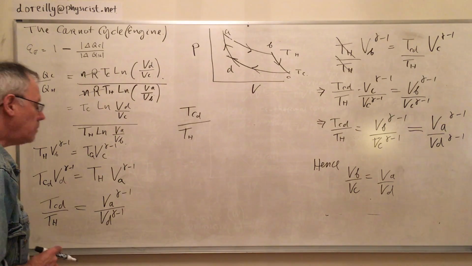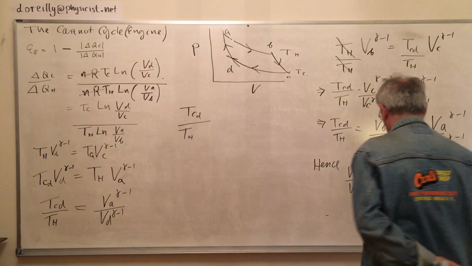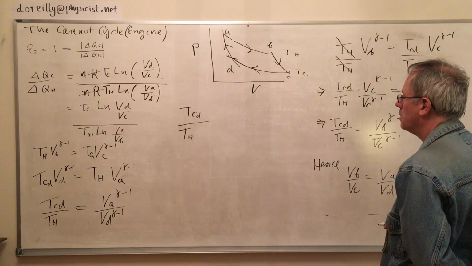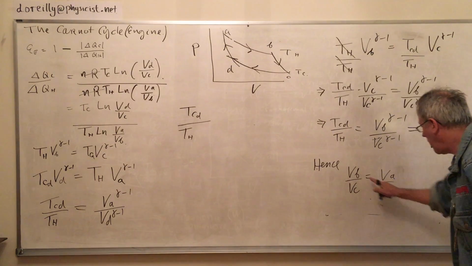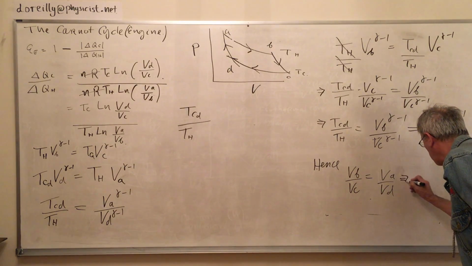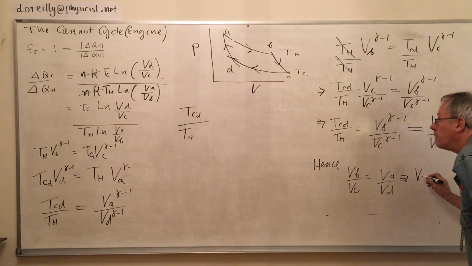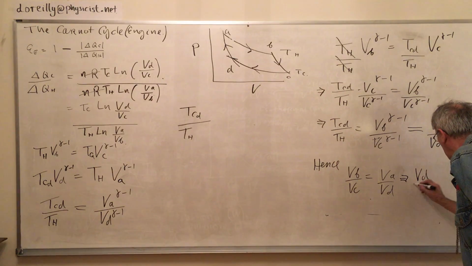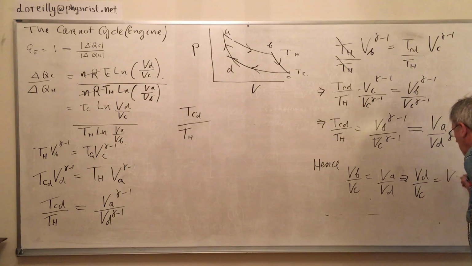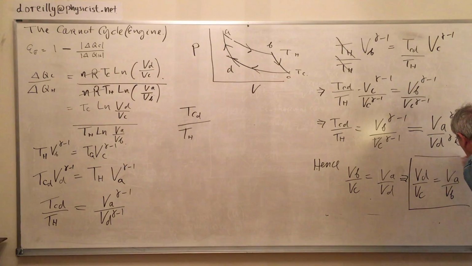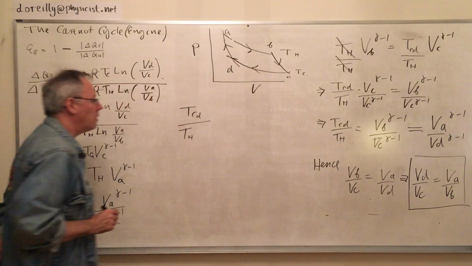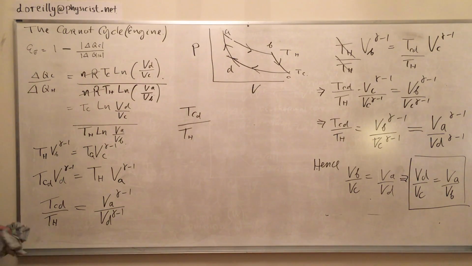Okay? I can rearrange this. I'm going to divide by the VB and multiply by the VD. Am I doing that right? VD over VC equals VA over VB. And that's what I was chasing after. Why? Because now I can get rid of the diagram and use what we've got. I'll let you take that into your heads first.